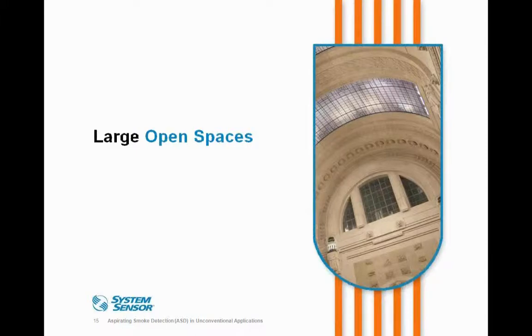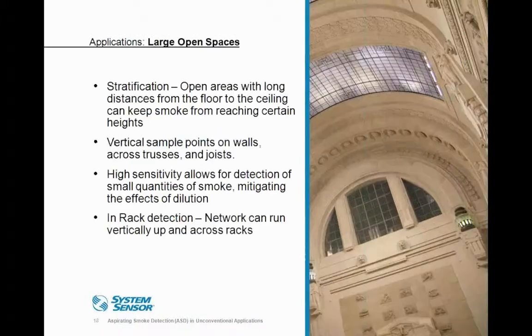Next, we'll talk about large open spaces. These can be problematic for traditional detection for several reasons, the most basic being the area itself. Large open spaces, those with high ceilings, can be very problematic to service. In some cases, most of you probably know, a scissor lift might be needed to reach ceiling-mounted detectors, which can be costly and disruptive if it's a public space where people are working or commuting through.